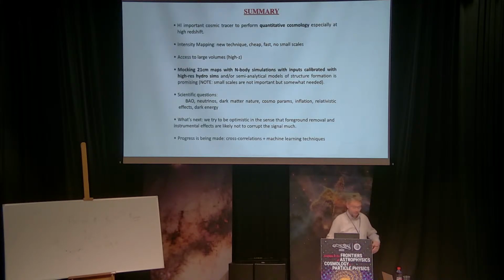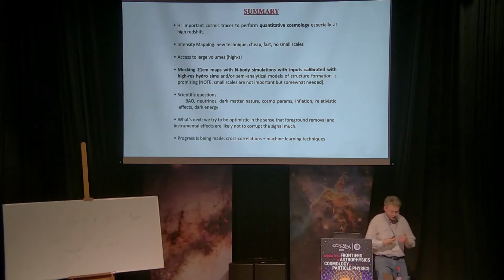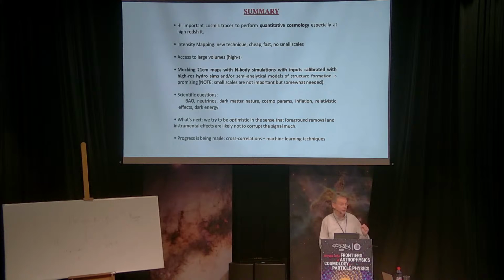So let me conclude. I showed you a quick overview on the importance of intensity mapping to perform quantitative cosmology. Really, the universe is our laboratory. Intensity mapping is still pristine compared to other probes, because there are fewer experiments, mainly in cross-correlation. But nevertheless, it can be used to address some scientific questions like baryonic acoustic oscillations, neutrinos, dark matter, cosmological parameters.